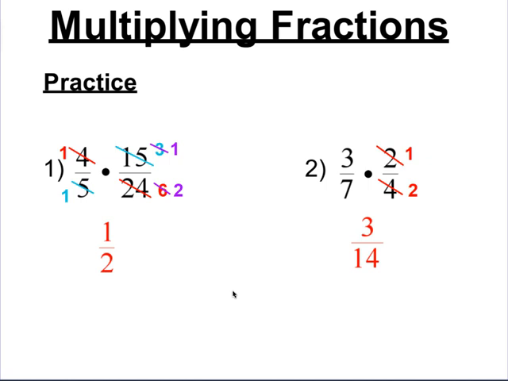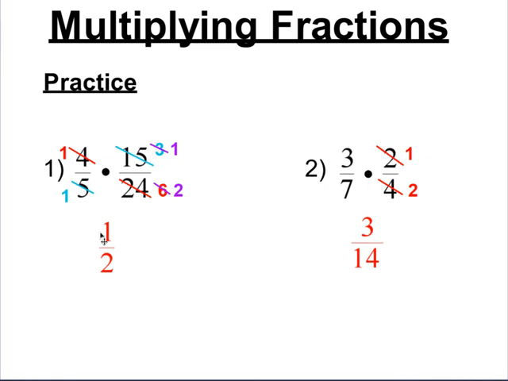Okay, here we go. So, lots of simplifying in question 1. I color-coded everything to make it easier for you to see. So what I did is I started off by simplifying the 5 and the 15. 5 and 15 can both be divided by 5. 15 divided by 5 is 3. 5 divided by 5 is 1. Next, I simplified the other diagonal, 4 and 24. 4 can be divided by 4, and 24 can be divided by 4. And when I do that, 4 divided by 4 is 1. 24 divided by 4 is 6.